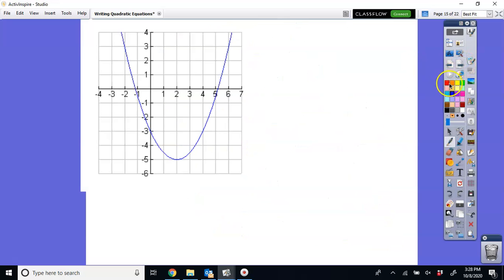So let's do another one. So notice I have, again, my vertex here. I also have another point here and another point here. I have another point up here and another point up here. I've got several points on the parabola. But the key thing I have, again, is the vertex. So what is the vertex? The vertex is (2, negative 5).